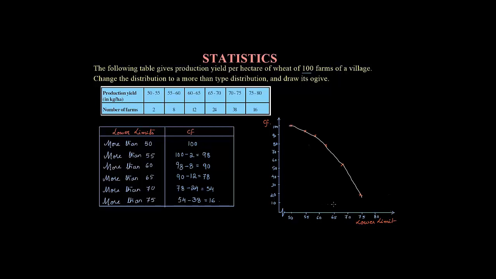Like this. So you can observe for the more than graph, the graph goes from up to down, and for the less than graph, the graph was from low to up. It was like that.